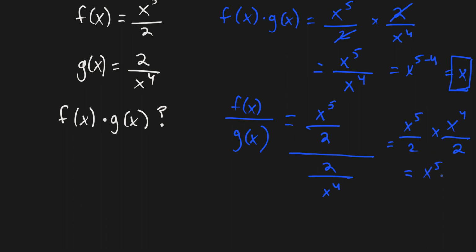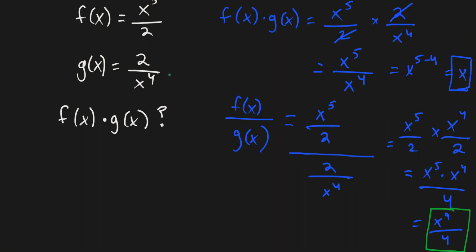Let me just write it out now. X to the fifth times x to the fourth all over 2 times 2, which is 4. Remember, x to the fifth times x to the fourth is x to the ninth, because 5 plus 4 is 9, over 4. This is what we end up with.